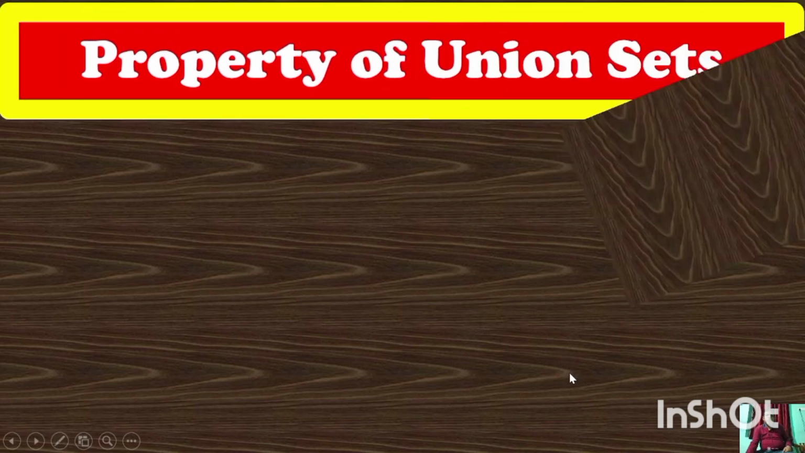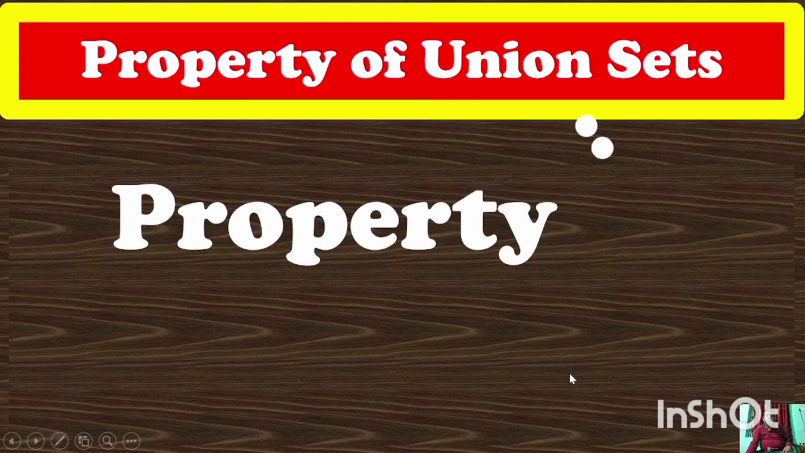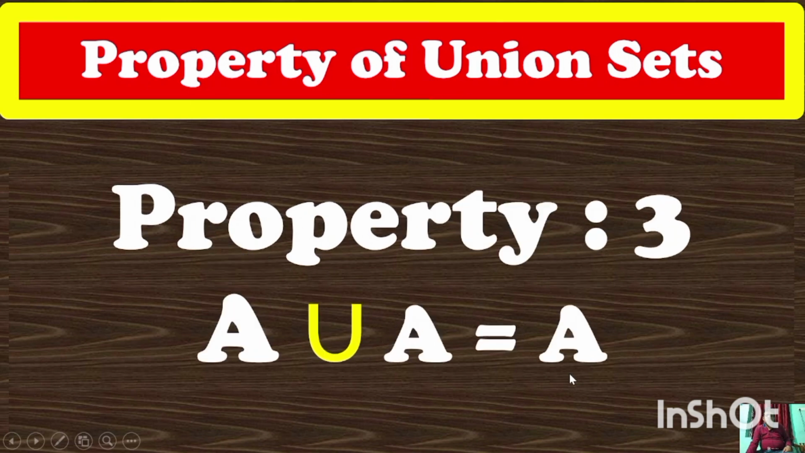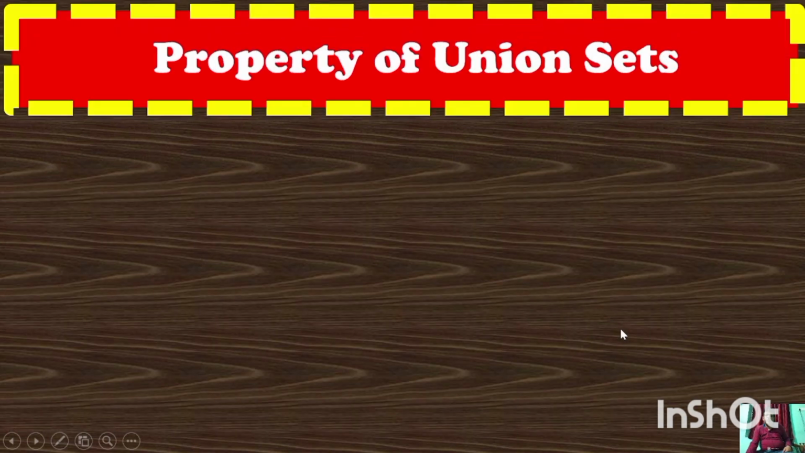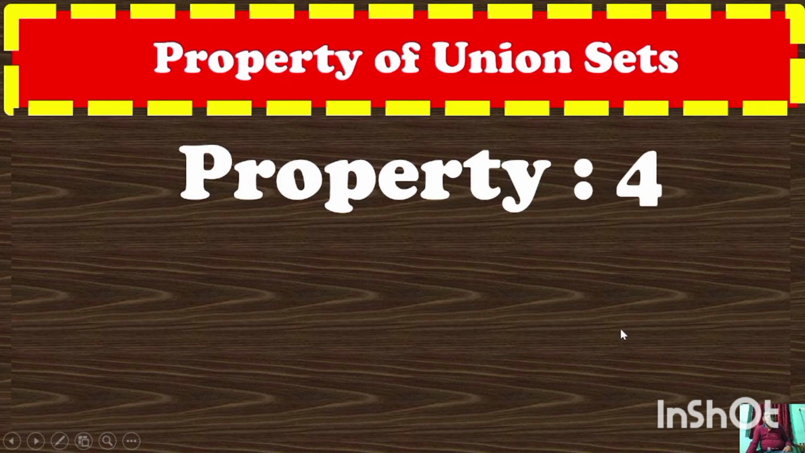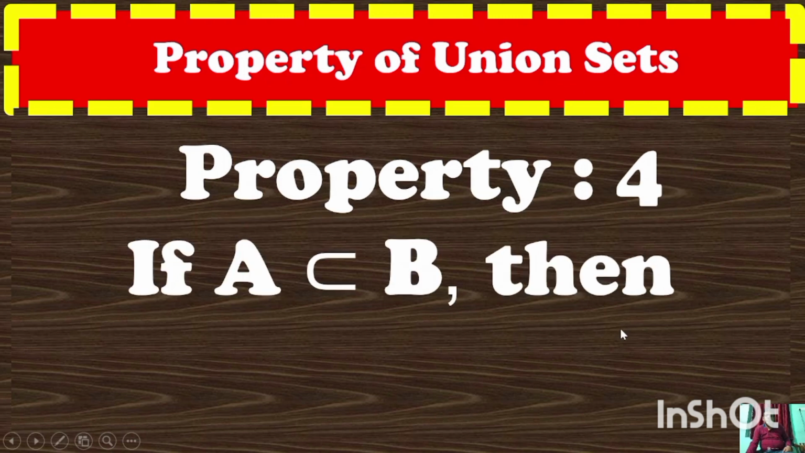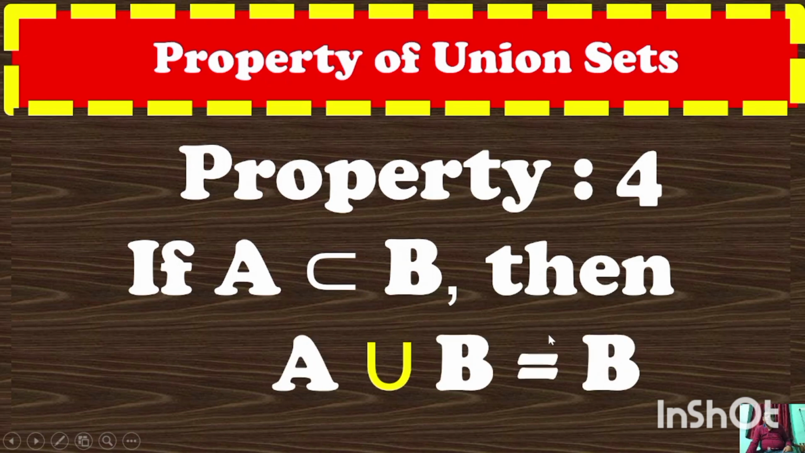Now, another property of the union set, you see: A union A is equal to A. It means the union of every set with itself is the set itself, right? Another property, property 4: if A is a subset of B, then what will A union B be? A union B is equal to B. Yes. If A is a subset of B, then A union B is equal to B.